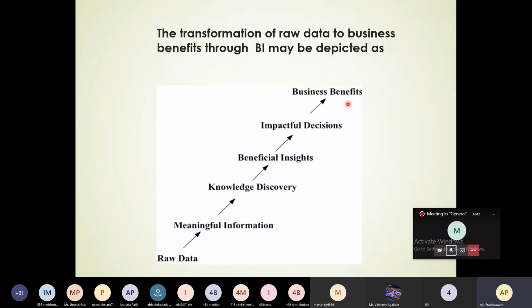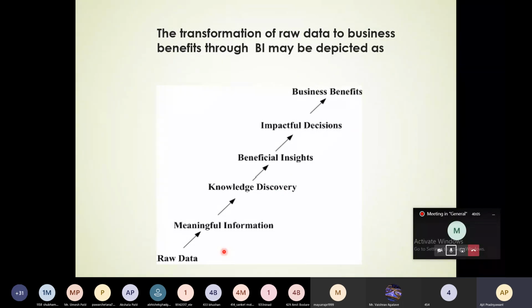So this figure shows how the information will be converted from raw data to meaningful information. Based on that, business leaders can take the decision for the benefit of the business. As we are from different branches, we need to understand this process.